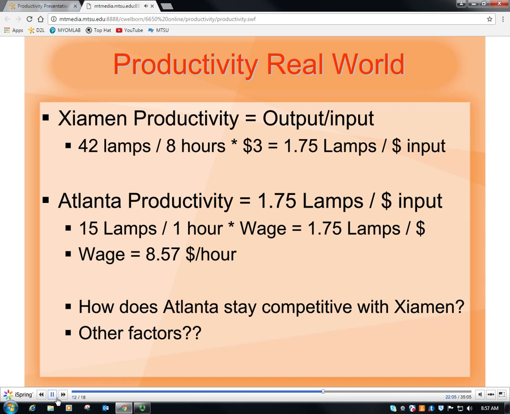There could be other factors involved here. You might look at this problem and say, well, wait a minute, is the quality the same? And you didn't take into account transportation. I mean, if we're making these lamps in China and we're trying to sell them in the United States, then there's tariffs and duties and taxes and transportation costs. So clearly this was a simple problem not considering a lot of variables. We're just trying to look at the productivity side.